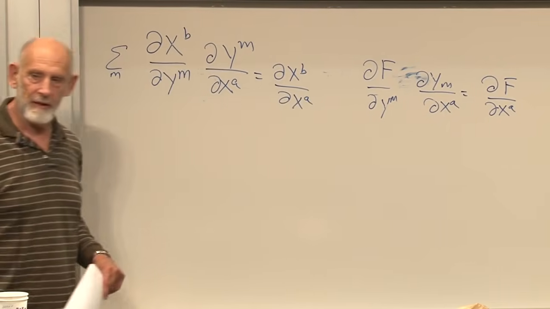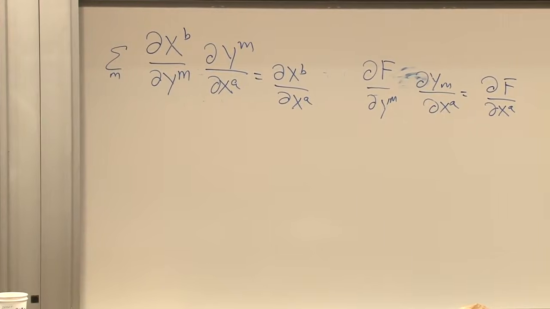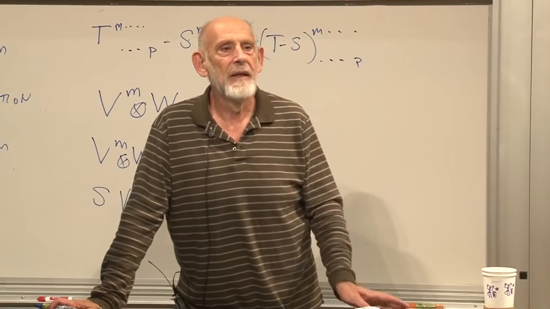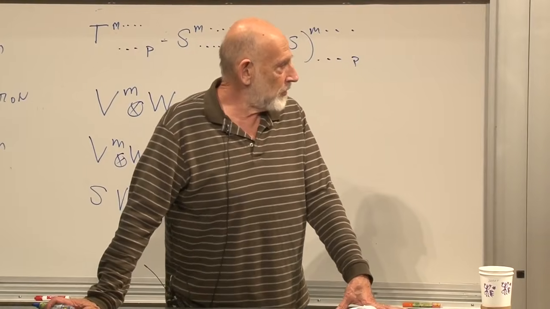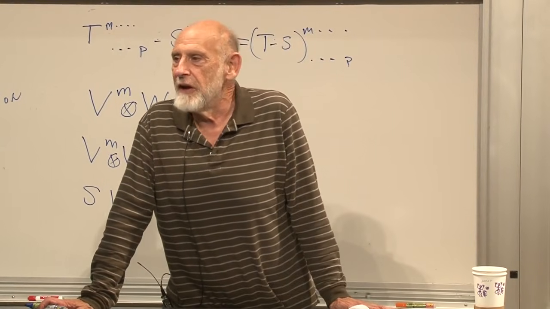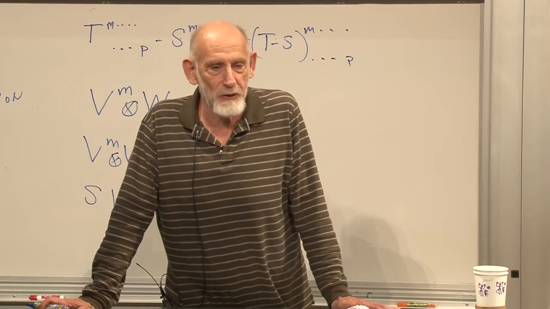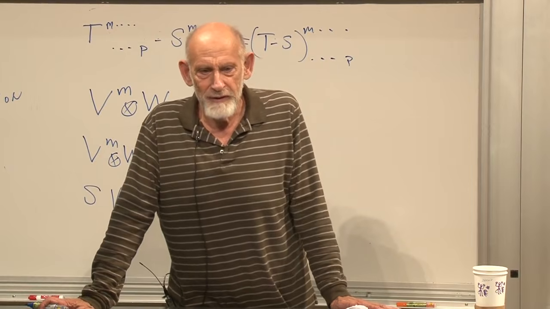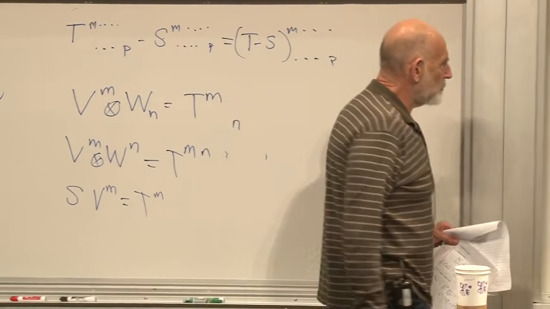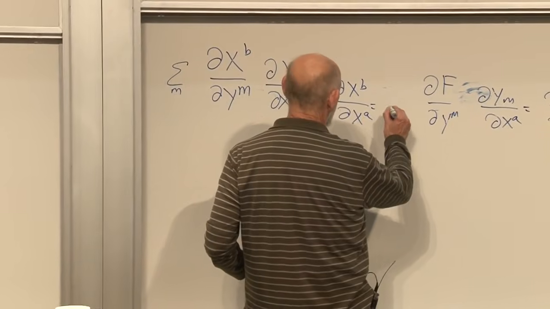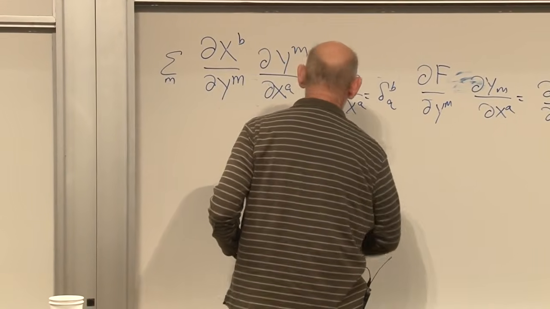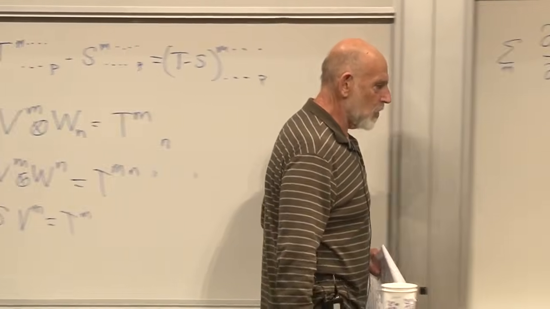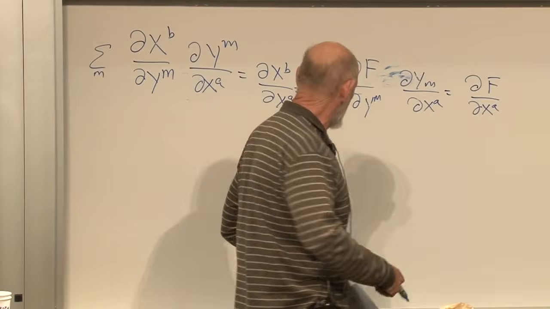That looks like a stupid thing. What does that mean? What's the derivative of x^b with respect to x^a? What's the derivative of x1 with respect to x1? 1. What's the derivative of x1 with respect to x2? 0. So this thing here is just the Kronecker delta, δ^b_a. Is it only true for orthogonal coordinates? No, no. It's true for any set of coordinates.